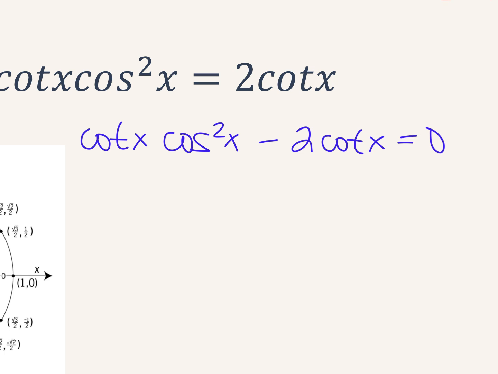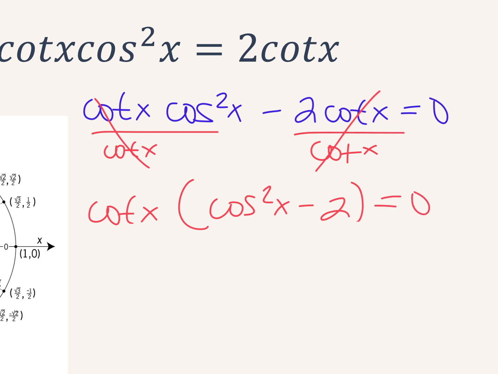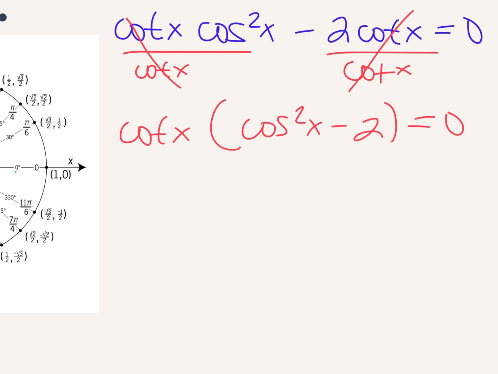Now what? What do they have in common? They both have a cotangent, correct? So I'm going to take out cotangent x. I'm going to factor it out in front here. Cotangent x times, that one crosses off, that crosses off. What are you left with? Cosine squared x minus 2 equals 0. Whenever you have something squared and not, go back to your old factoring rules. Move everything to one side and set it equal to what? 0.